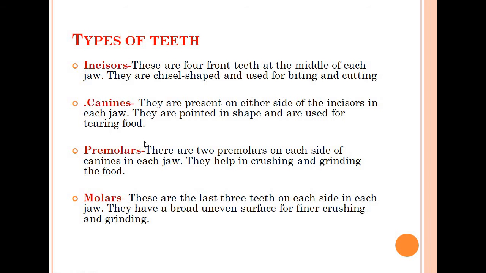Now the second type of teeth is canines. They are also called tearing teeth. Where are they present? They are present on either side of the incisors in each jaw. They are pointed in shape and are used for tearing food. So they are known as tearing teeth. They have sharp edges and help to tear the food.